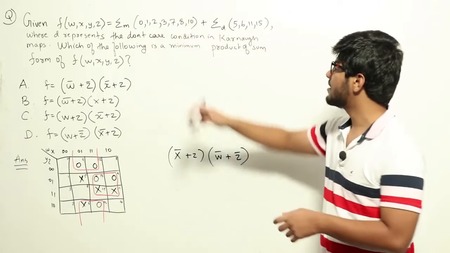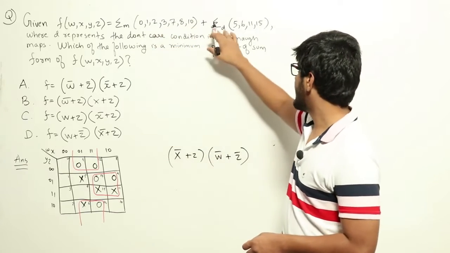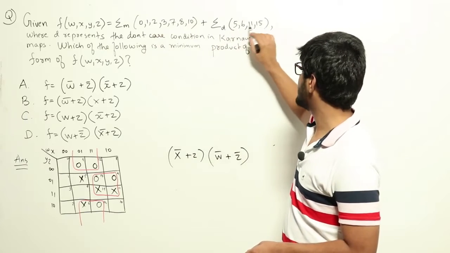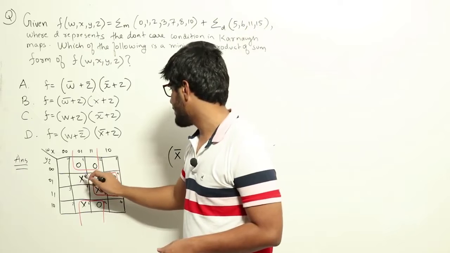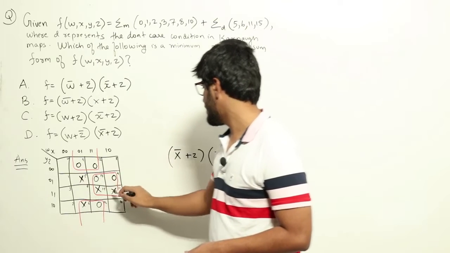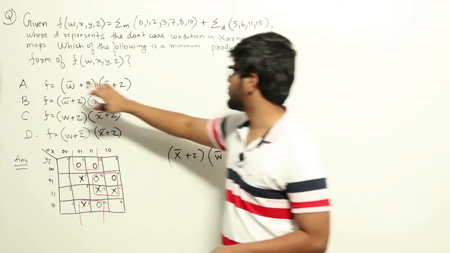So it means that in the K-map, 0, 1, 2, 3, 7, 8, 10 should be 1 and d is the don't care condition. So 5, 6, 11 and 15 will be don't care, so I will mark them as x in the K-map. Now here they are asking us for the product of sums form.